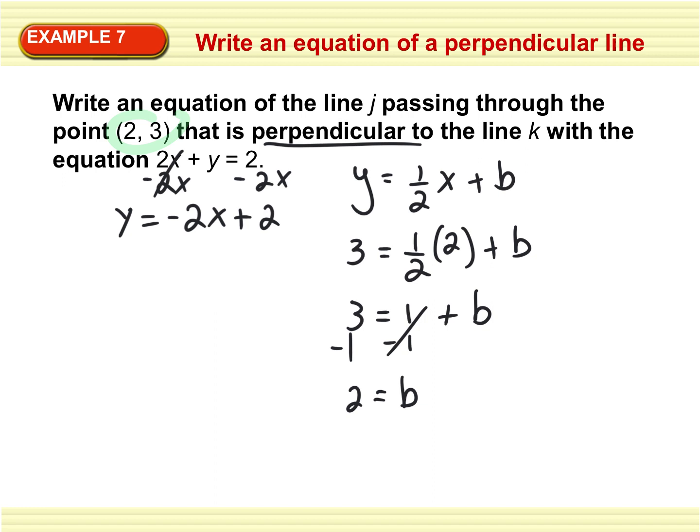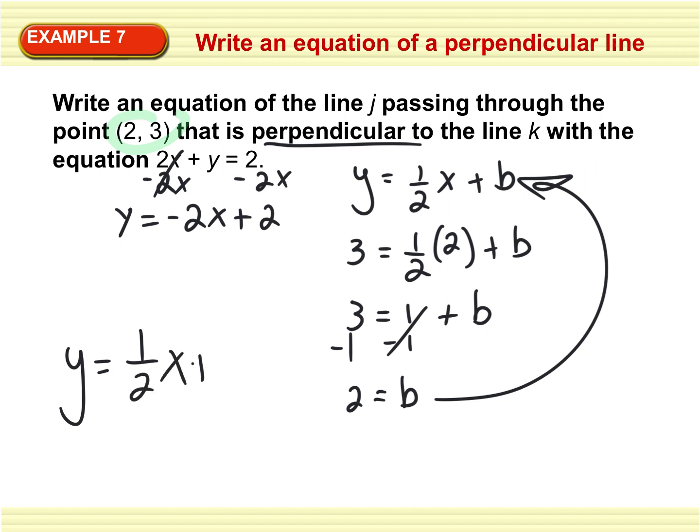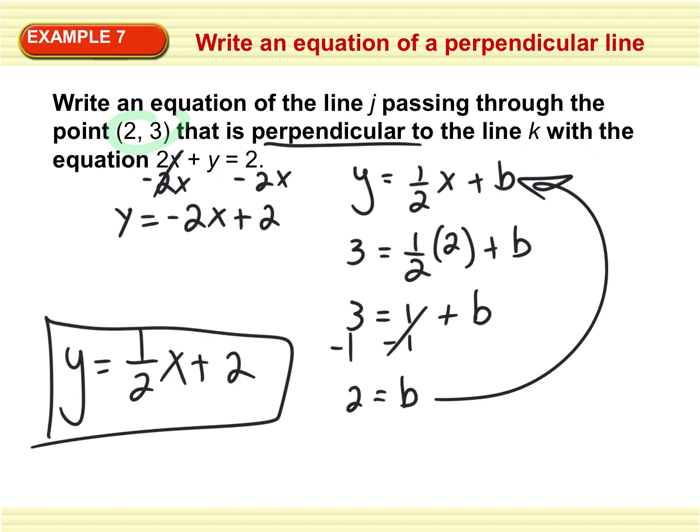We're going to plug that into our original equation right here, and we're going to get y is equal to 1/2 x plus 2. Now we have the equation of a line that is perpendicular to that line K that passes through the point (2, 3).